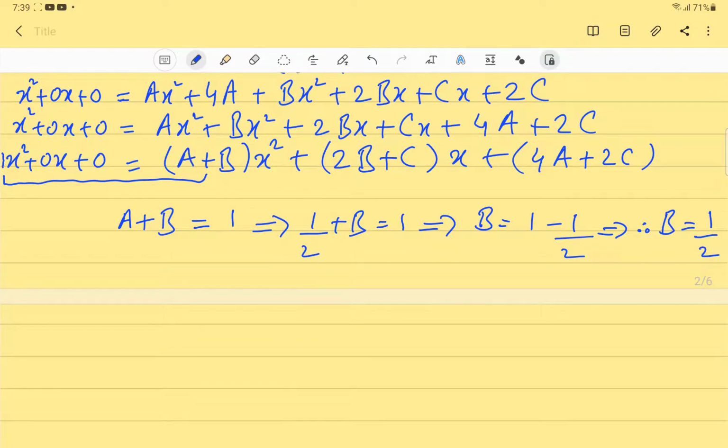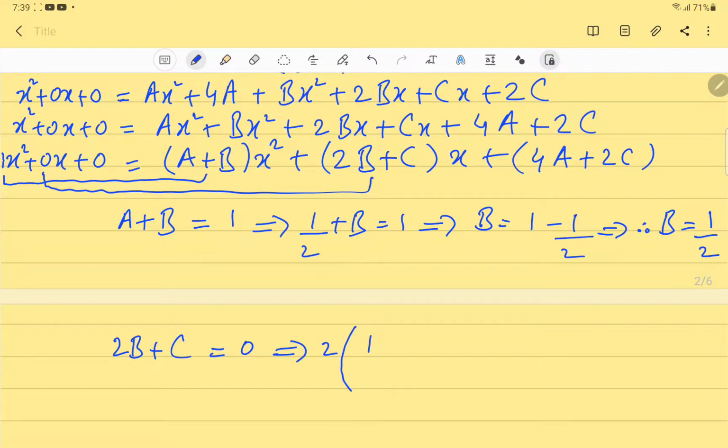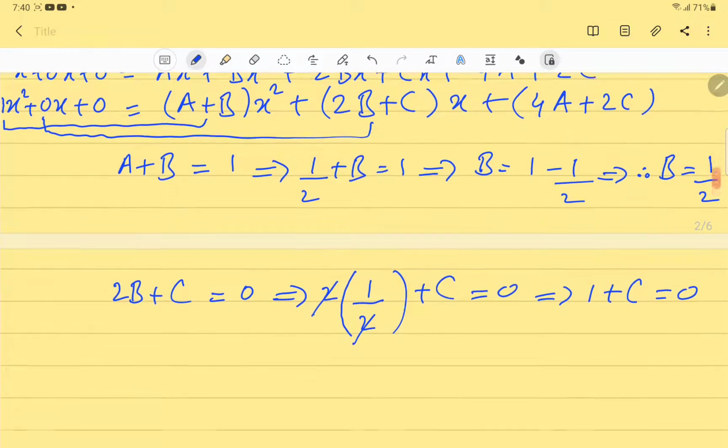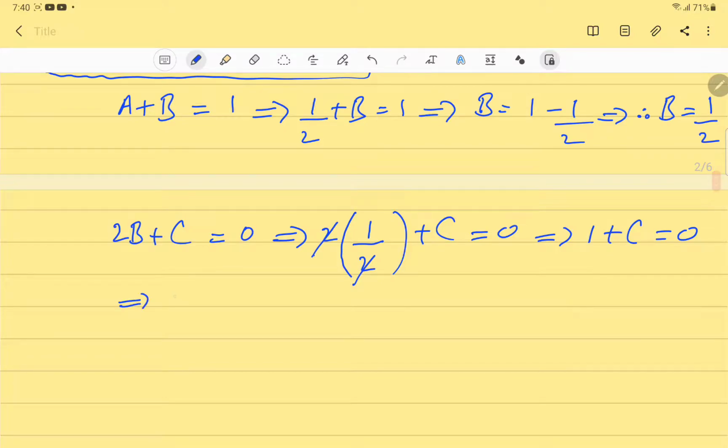Now we have to find the value of c, and here we will be comparing the coefficients of x. The coefficient of x is 0 on the left side and on the right side is 2b plus c. This is the one. So 2b plus c is equal to 0. b is 1 over 2, plus c is equal to 0. 2 cancels with 2. So 1 plus c is equal to 0, which means c is equal to minus 1.